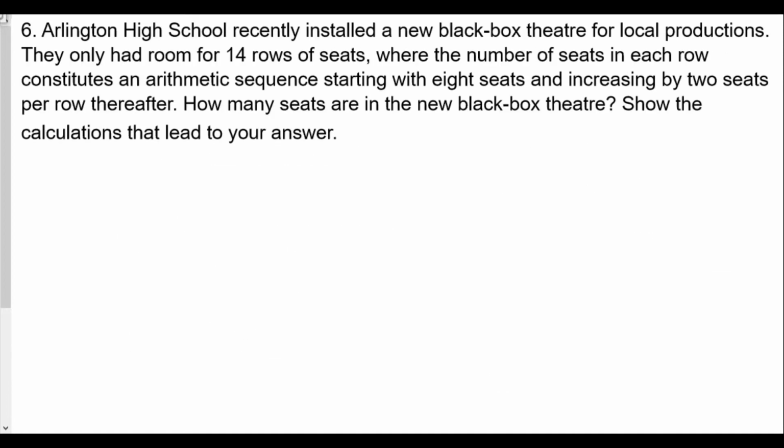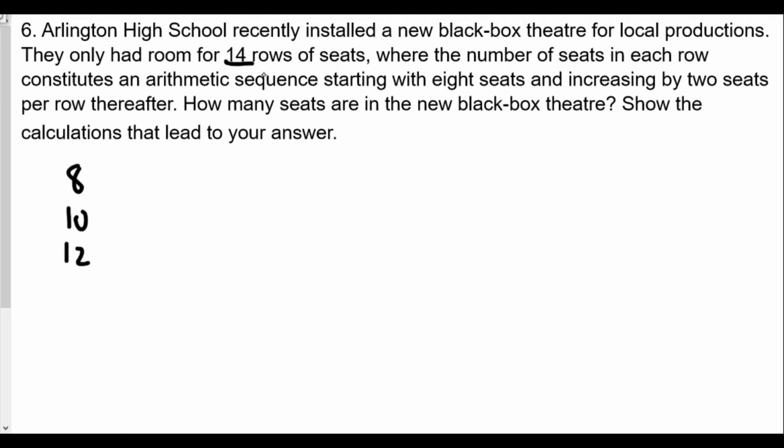Number 6. Arlington High School recently installed a new black box theater for local productions. They only had room for 14 rows of seats, where the number of seats in each row constitutes an arithmetic sequence starting with 8 seats and increasing by 2 per row thereafter. So that means in this case the first row would have 8, the next one would have 10, the next one would have 12, and we're increasing by 2 seats, so it's almost an auditorium, if you will. Now, how many seats are there in the black box theater if there were 14 rows?